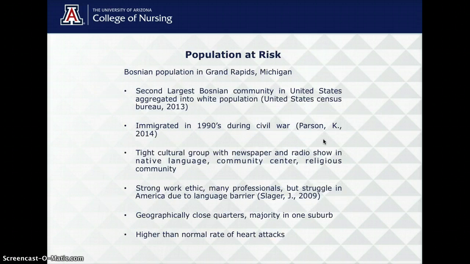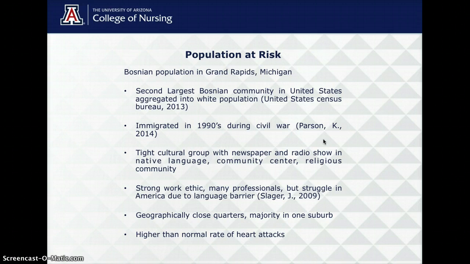The population I chose was the Bosnian population in Grand Rapids, Michigan. It is the second largest Bosnian community in the United States. It is aggregated into the white population, so it is difficult to weed out how many Bosnians there are. But in Grand Rapids there's 16,000 approximately, which is about 8% of the population.